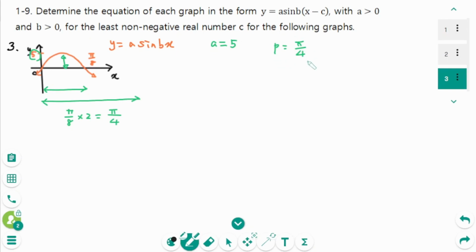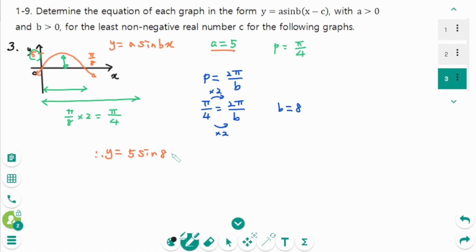If the period is fractional, use the original formula. P equals 2 pi over b. Then p is pi over 4, equals 2 pi over b. Then times 2 on each side. That means b equals 8. Then the equation of the function is y equals a, which is 5, sine, b is 8, then x.